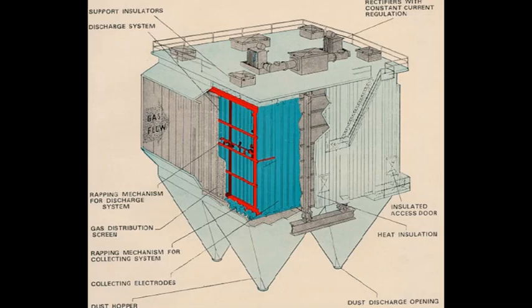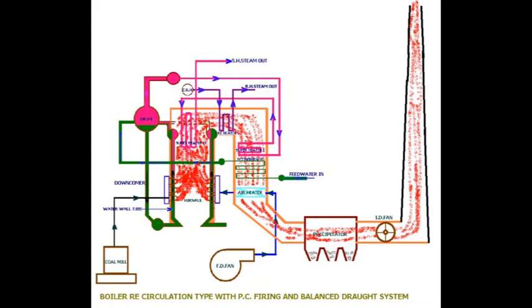So this way, clean flue gas, after arresting all the suspended particulate matter, is connected to an induced draft fan. That fan exhausts this clean flue gas through the chimney to the atmosphere.